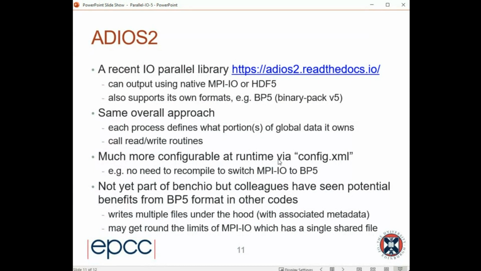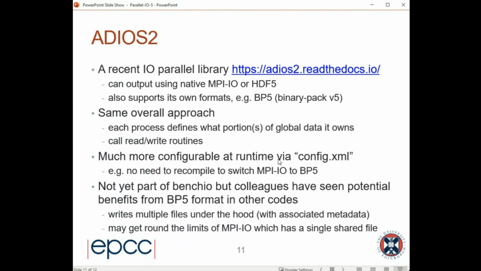Shared file I/O produces a nice single shared file at the end, just like the serial file, but because of this low per process I/O, we suffered in terms of bandwidth. The BP5 format writes multiple files under the hood, so it writes lots of little files, so it can potentially get the same kind of performance as we get with file per process.